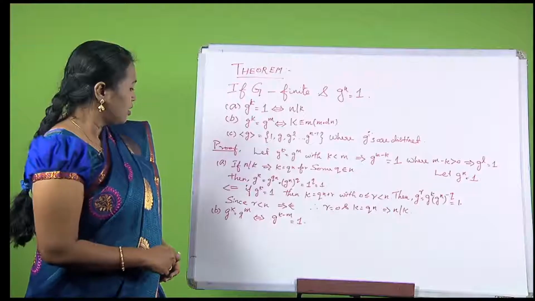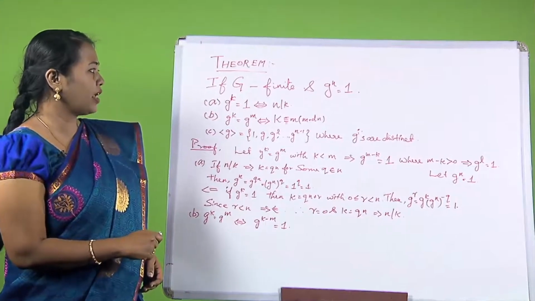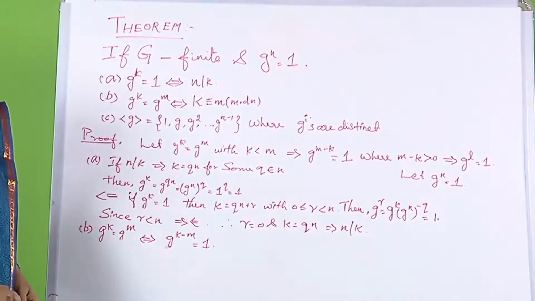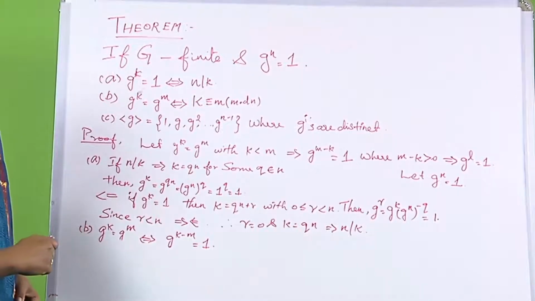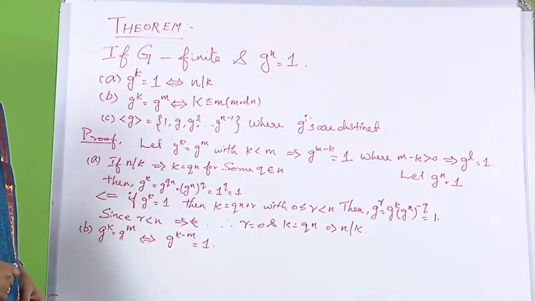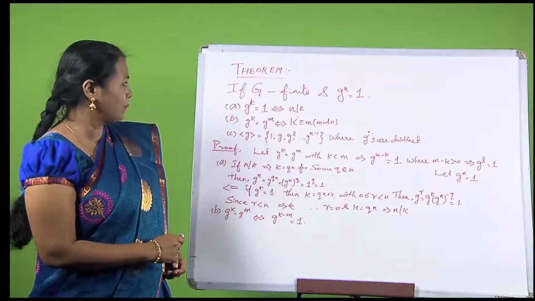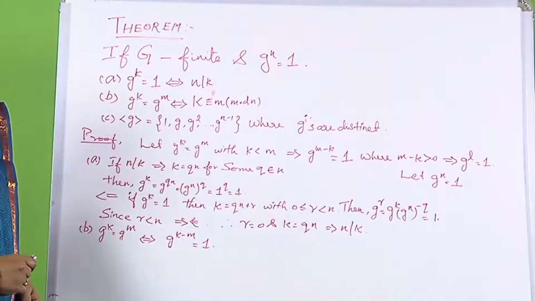n divides k - m. Now, we prove point number B, which is g^k = g^m if and only if k is congruent to m mod n. So, suppose we have two elements g^k and g^m, and both of them are equal. This implies that g^(k-m) = 1. All we have to do is apply point A, which is g^k = 1 if and only if n divides k. Similarly, applying this to point B, this is true if and only if n divides k - m according to point A. Therefore, n divides k - m implies that k is congruent to m mod n.